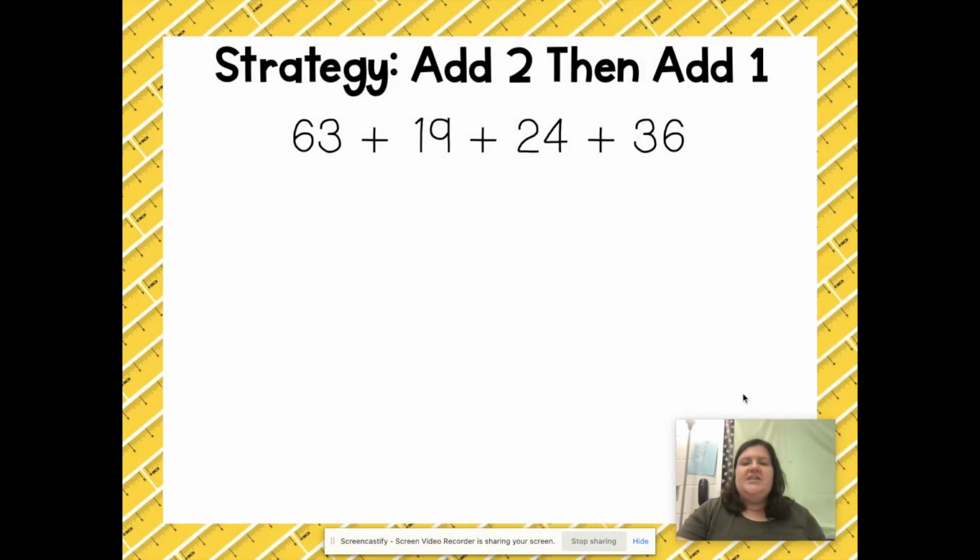Another strategy that I like to use is to add 2, then 1. What this means, boys and girls, is I'm going to break apart this problem into 3 different sets of problems. So I have 63 plus 19 plus 24 plus 36.